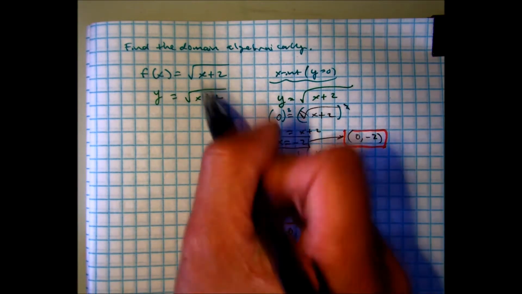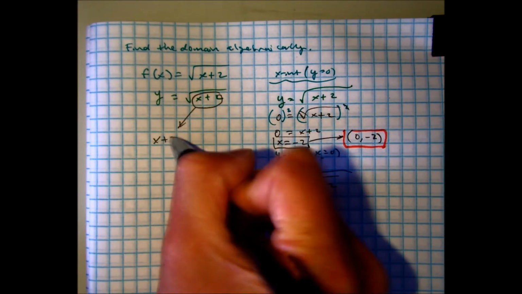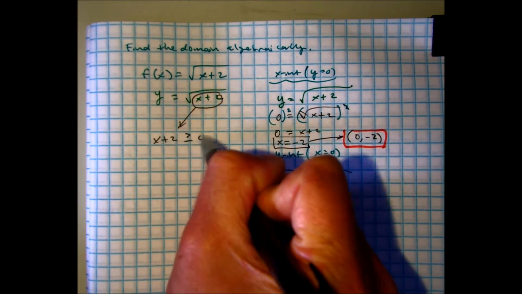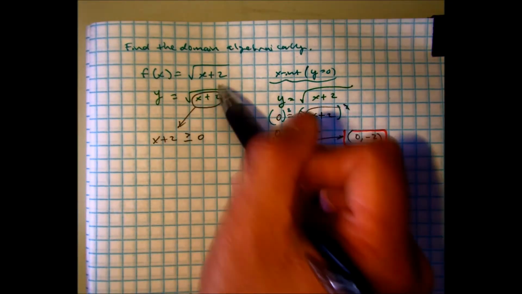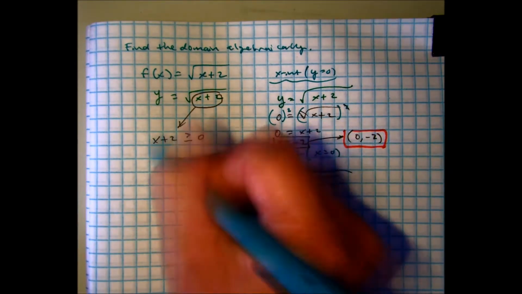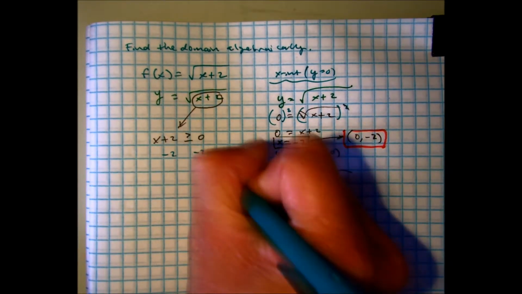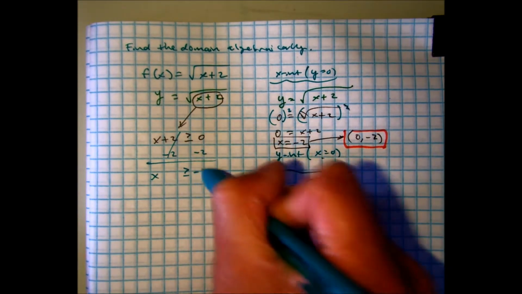i, the complex. So all of this has to be greater than or equal to 0. You cannot have a negative number in the square root. To solve this inequality, I subtract 2, and I get x is greater than or equal to negative 2.